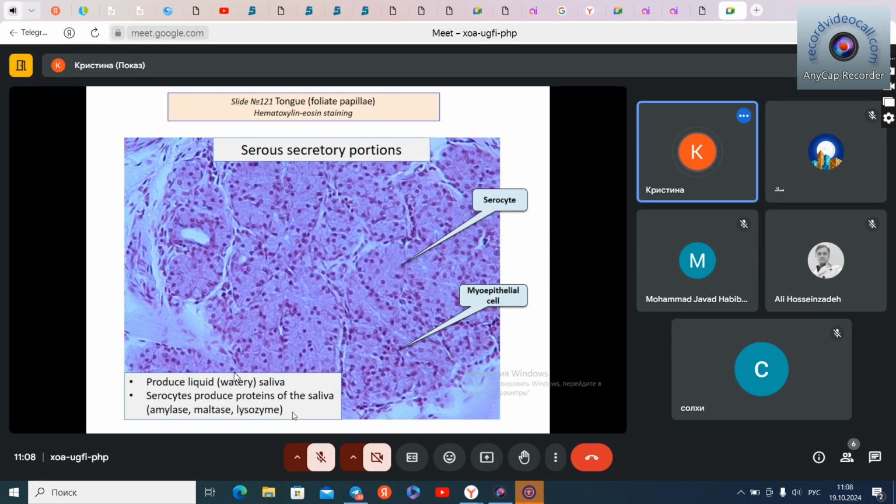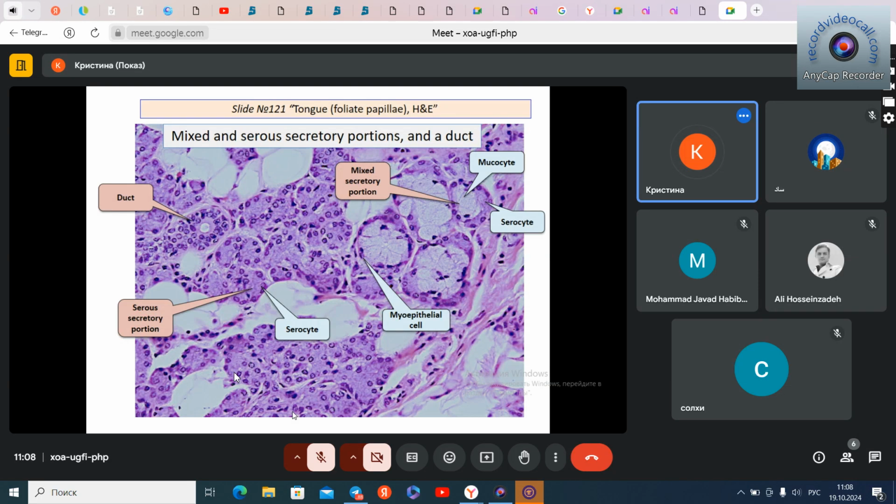So the very important function of the salivary gland is to produce bicarbonate ions, which serve for neutralizing of pH level in the oral cavity and around the teeth, to neutralize the acids produced by bacteria.